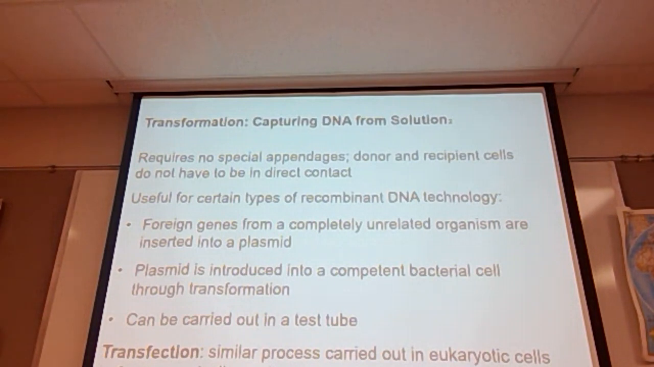Foreign genes from a completely unrelated organism are inserted into a plasmid. That plasmid is then introduced into a competent bacterial cell through transformation. This type of thing can be carried out in a test tube. Many of the things we do to make new medicines, new drugs, new products are done with this type of transformation process. Transfection is a similar process carried out in eukaryotic cells that form genetically engineered yeasts, plants, and mice.